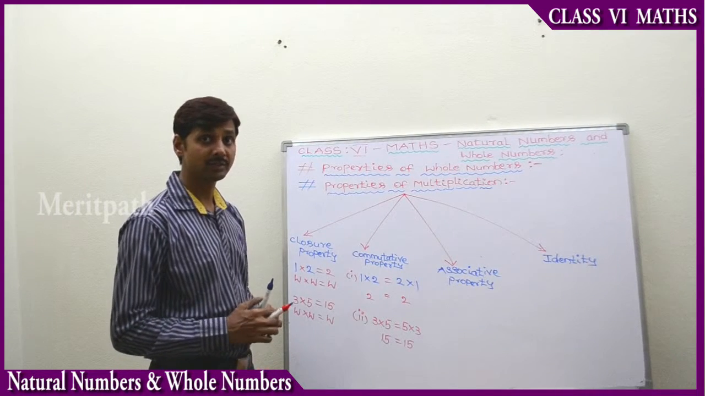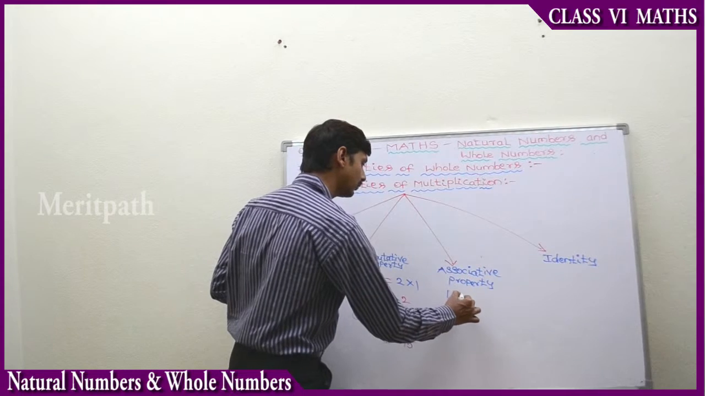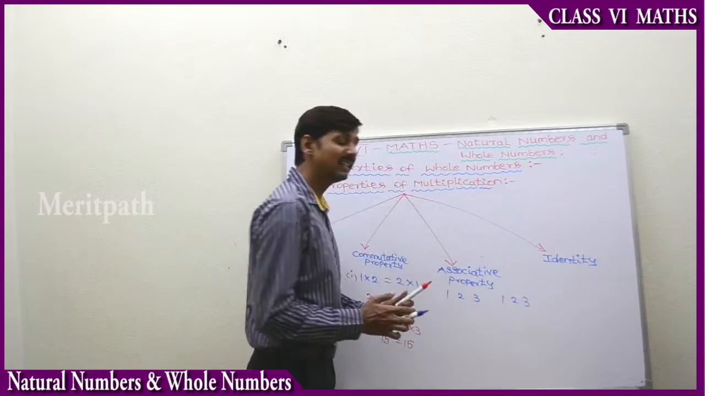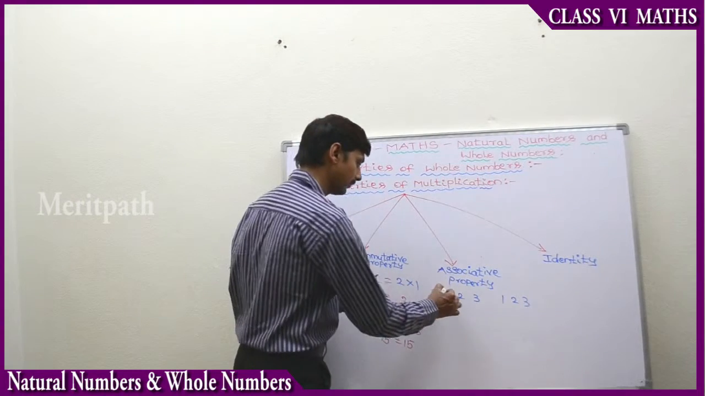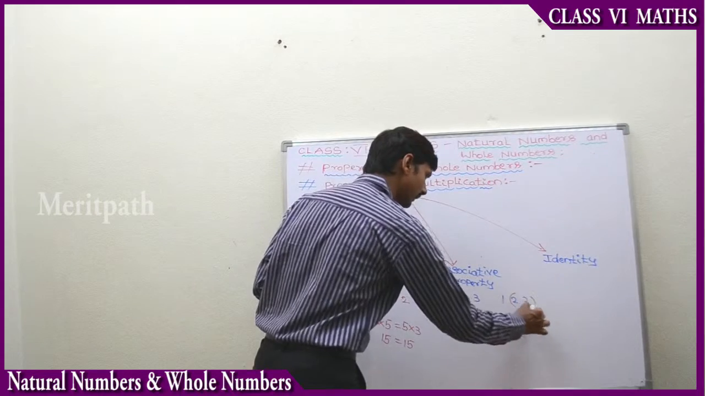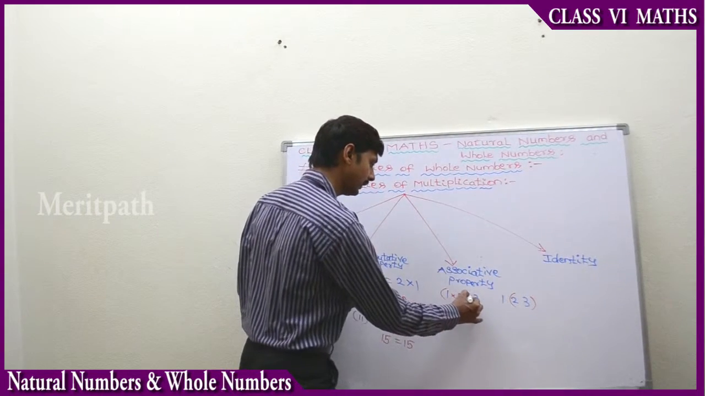Next property is associative property. Take any three numbers: 1, 2, 3. Let's take the group of 1 and 2, and here 2 and 3. Multiply all three numbers: 1 into 2 into 3.